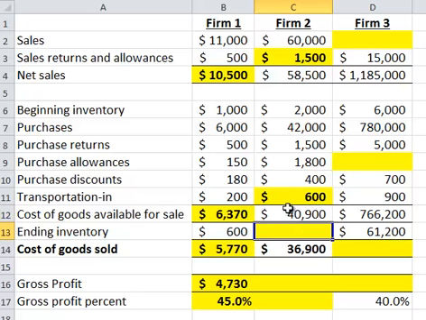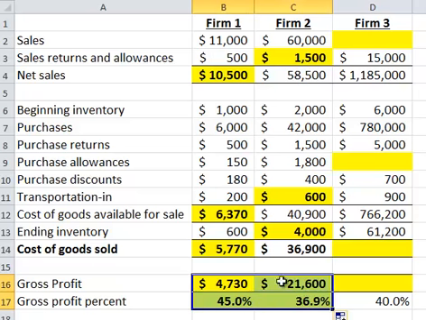So ending inventory would have been subtracted from the 40,900 to get down to this. So ending inventory must have been 4,000. And then gross profit percent, we would do it just like we did it for firm 1. Would be the gross profit divided by sales. And gross profit would be net sales minus cost of goods sold. Alright, if you're feeling confident, go ahead and try the last one, freeze the frame and work it, and then we'll do it together.